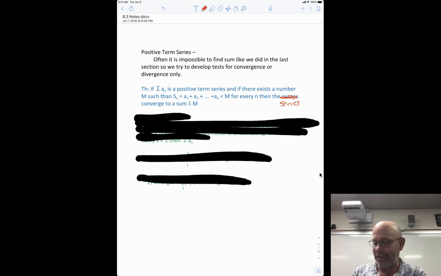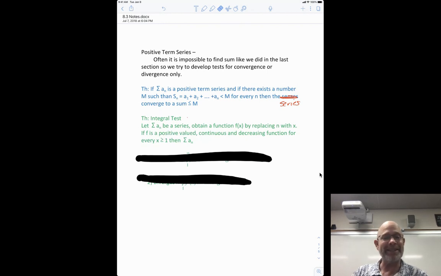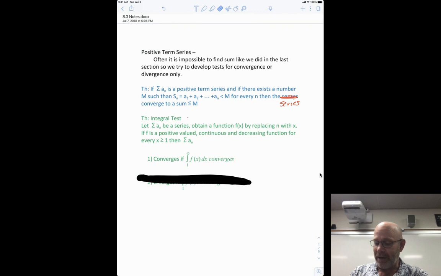The first test, or actually the second, because I guess you've had the nth term test, is called the integral test. Doesn't that sound fun? We're going to do integrals. You can actually integrate a series to determine whether it converges or diverges. Okay, so here's what it says. Let a sub n be a series. Obtain a function, f of x, by replacing n with x. We're just saying put x's in there instead of n's. It doesn't really matter. And then take the integral from 1 to infinity.